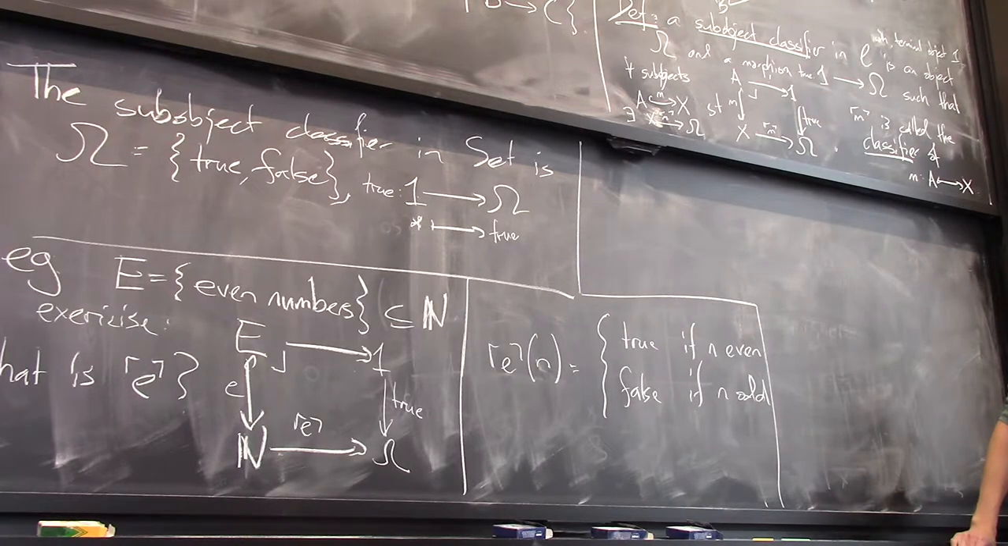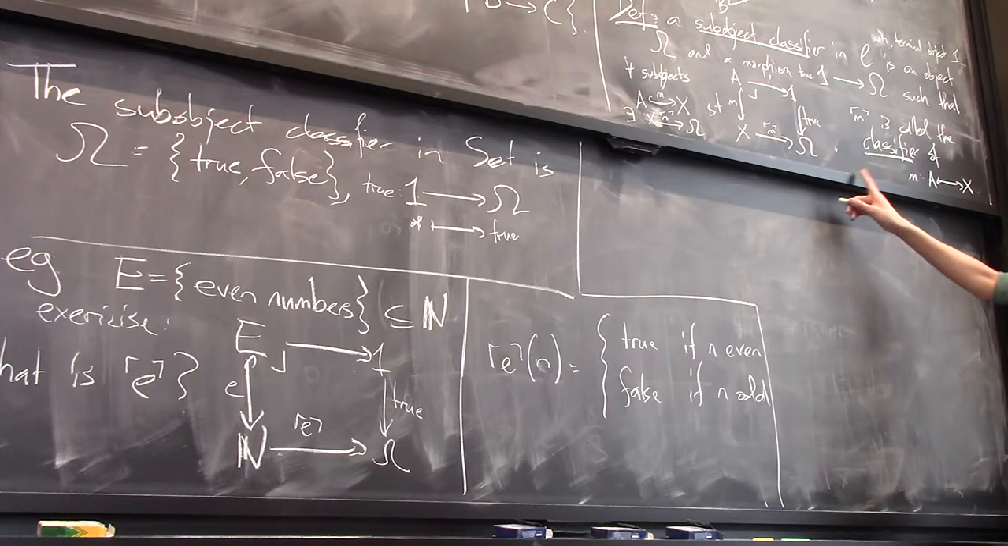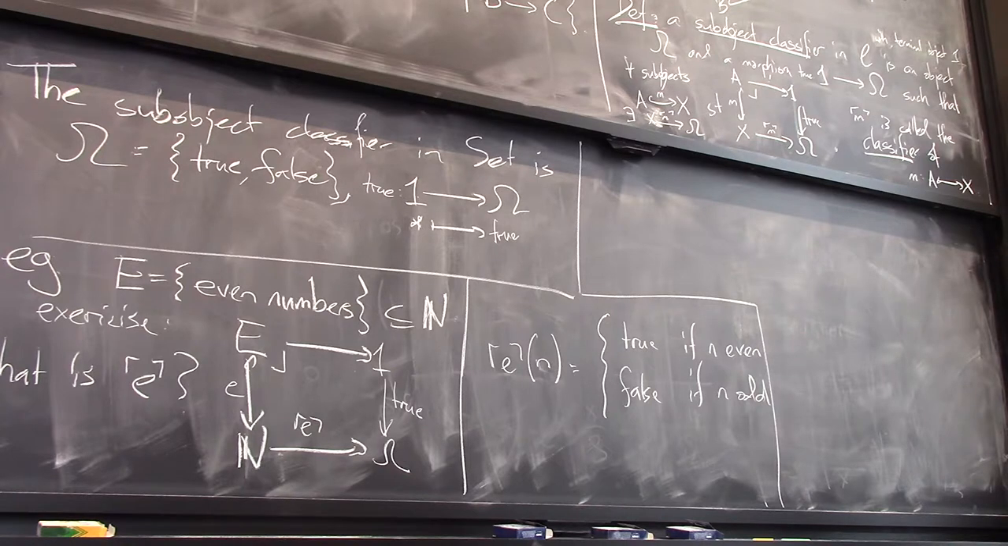Does it have to be a pullback and not just a commutative square? Why does it have to be a pullback? Because that's how we define a sub-object classifier. Right, but why not just a commutative square?